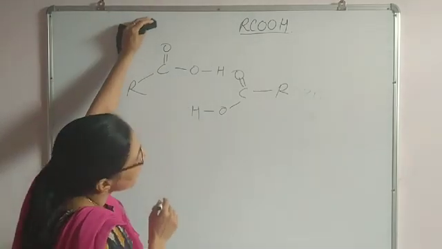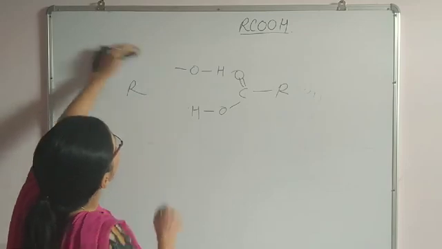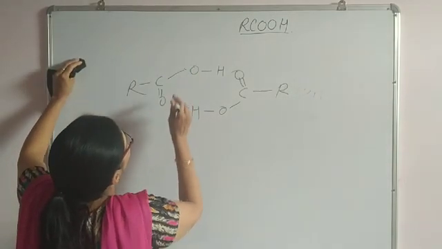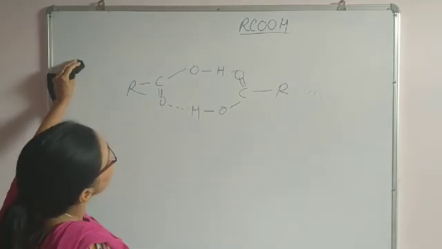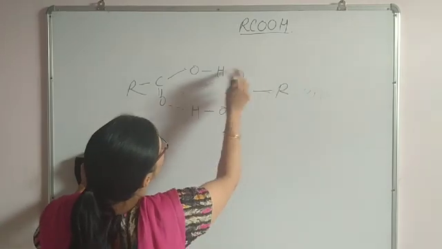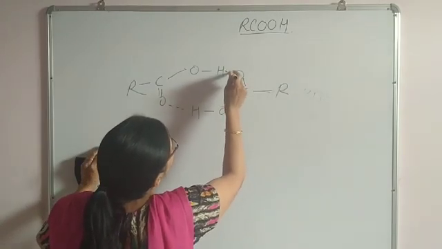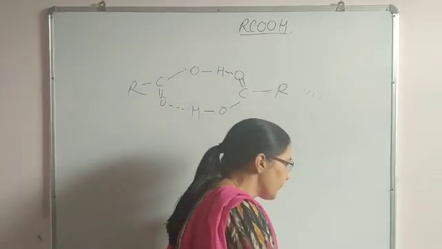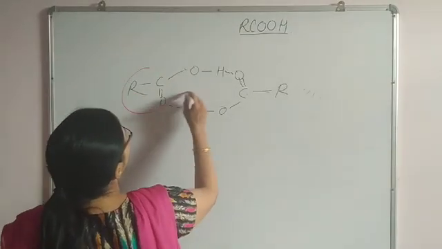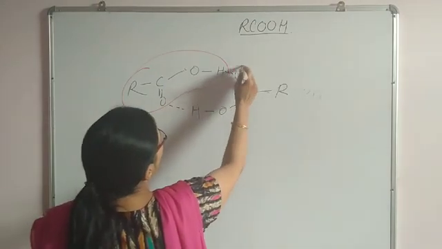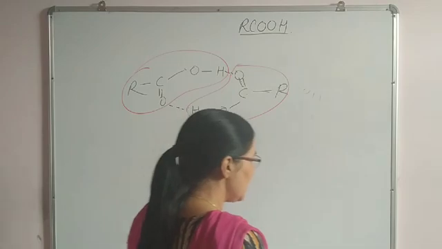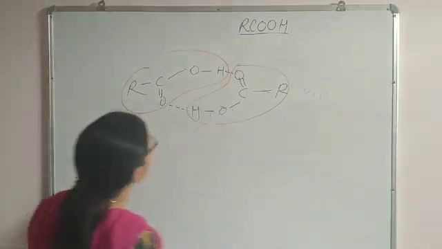there will be formation of hydrogen bonds in this manner, RCOOH. In one molecule, there is hydrogen bonding in this manner. You will see it in this manner: RCOOH, one molecule, RCOOH, another molecule, and between these there is hydrogen bonding.